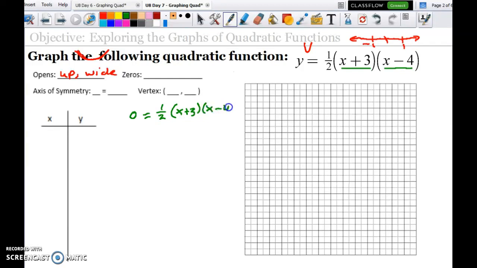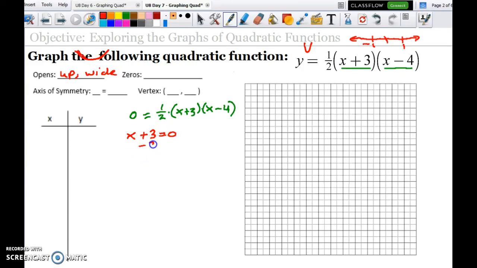And you can tell that it's convenient that we have this in factored form because now I could use the zero product property, which states that if I have numbers that are multiplying together, these are all just numbers, 1/2, x plus 3, x minus 4, I have three numbers or factors that are multiplying together to get 0. That means that one or all of these factors have to be 0. Well, of course, 1/2 is not 0, but I can set x plus 3 equal to 0 and find out what x would have to be in order to make that factor 0.